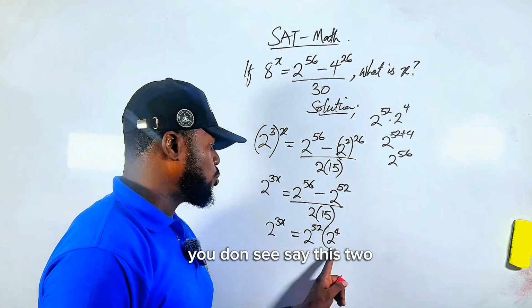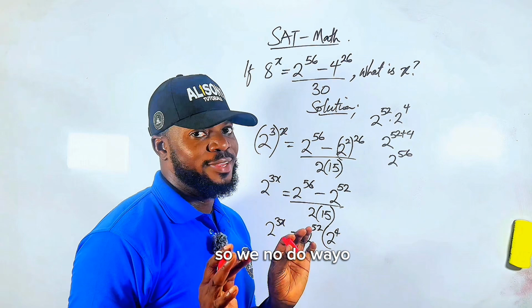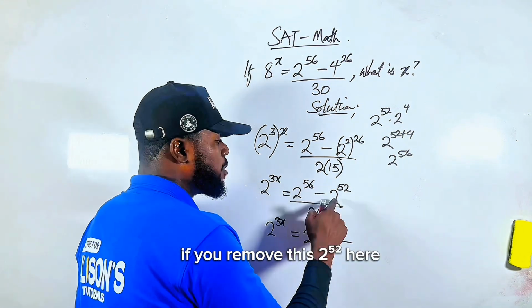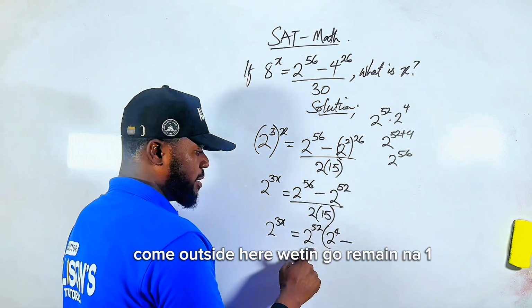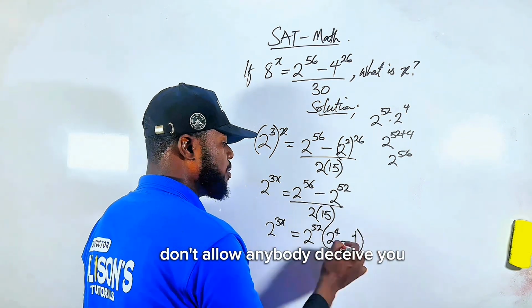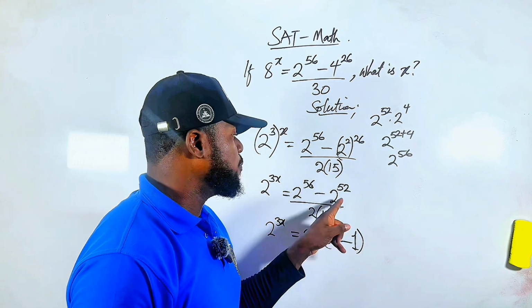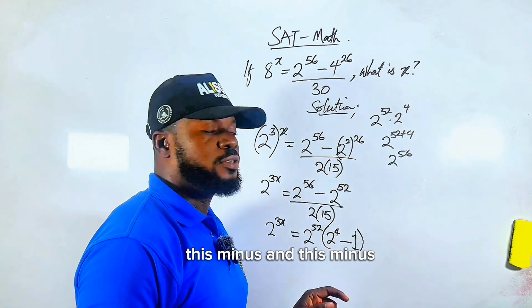So we know the reason here. The other one is minus, maybe this minus. If you remove this 2 to the power of 52 and bring it outside here, what remains is 1. Don't allow anybody to deceive you, because 2 to the power of 52 times 1 will give you 2 to the power of 52. This minus and this minus.